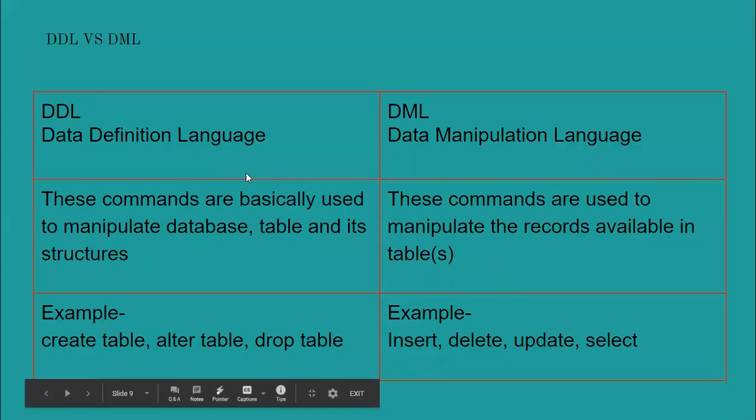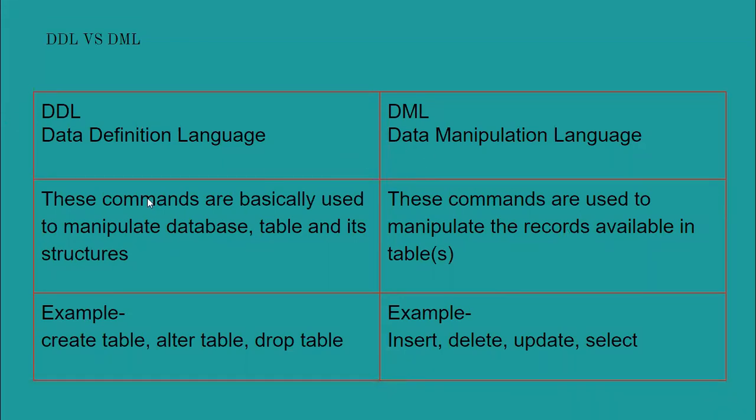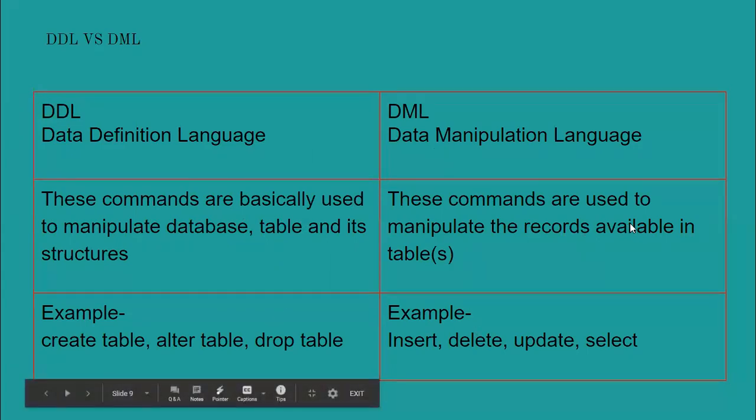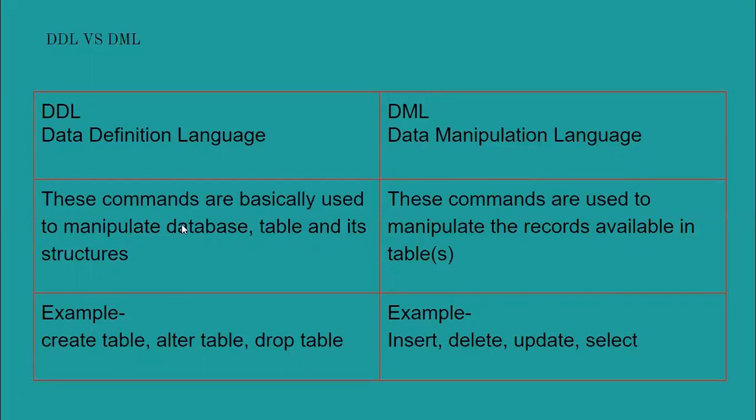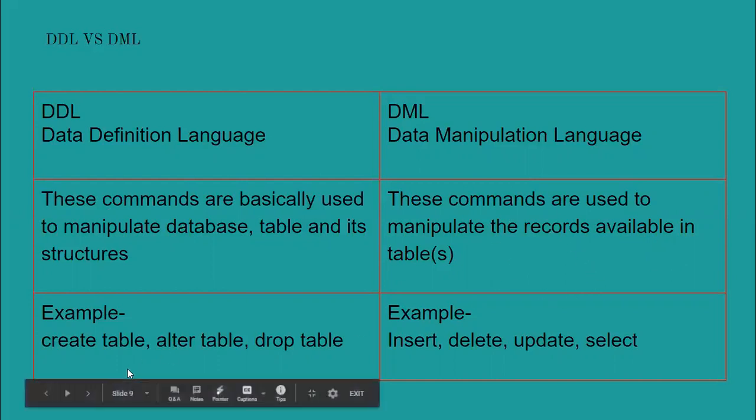Okay. Now next, what is the difference between DDL and DML? DDL is data definition language. DML means data manipulation language. DDL commands are basically used to manipulate the database, table and its structure. DML commands are used to manipulate the records available in the table. So the structure of the table is handled by DDL, and the records inside the table by DML. The examples of DDL are create table, alter table, drop table, and of DML are insert, delete, update, select.